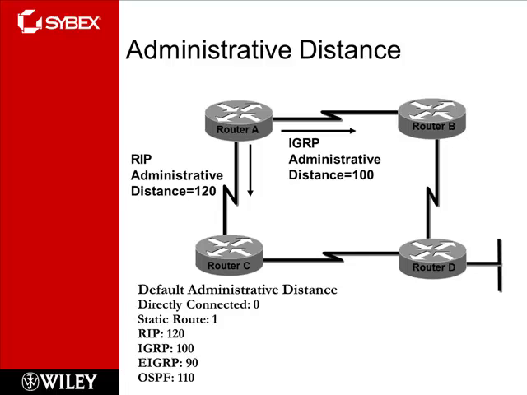If it's got RIP and EIGRP running together, RIP has an administrative distance of 120, EIGRP 90, then the EIGRP route's the only one that will be displayed to you. But you can have, again, more than one protocol running on the router at a time.